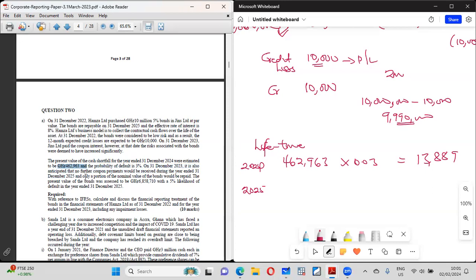So we don't need to do anything again. And it says that only a portion, and so in December 2025, so this is 2024. 2025, what happened? Only a portion of the nominal value, but what portion? They didn't tell us. And so they said the present value of the bond was assessed to be this. So this is what we have with the likelihood of what? So it means that the present value, they've done that one too again for us, and the loss too is calculated. So this is it.